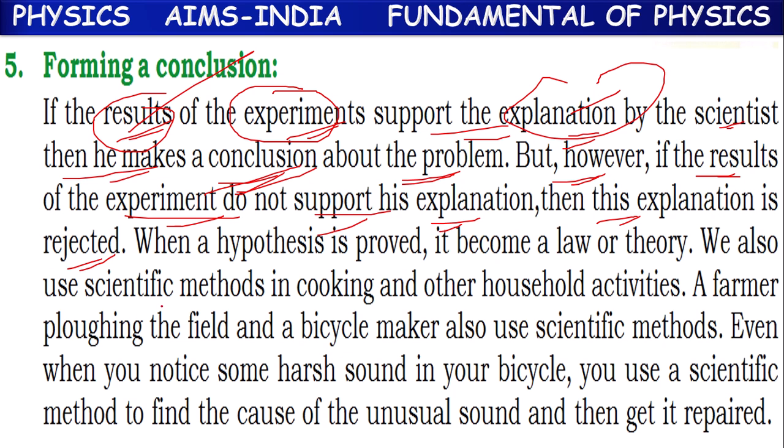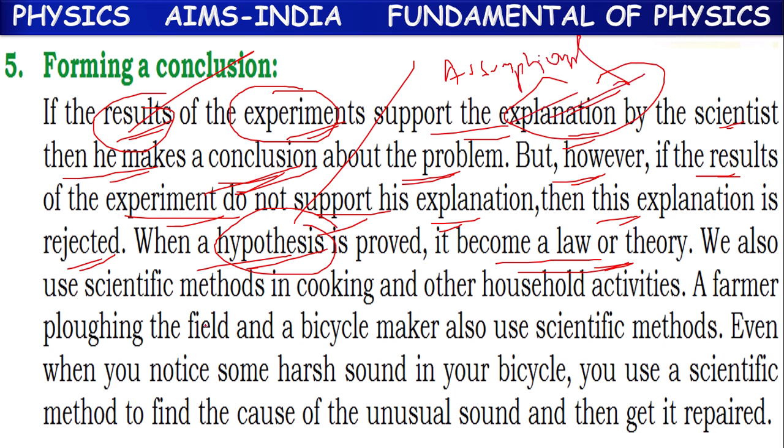Okay. So when a hypothesis is proved, it becomes a law or theory. So in the beginning, whatever assumptions are made by the scientists, it is called a hypothesis. Once it is proved by correct explanation, then it becomes a law or theory.